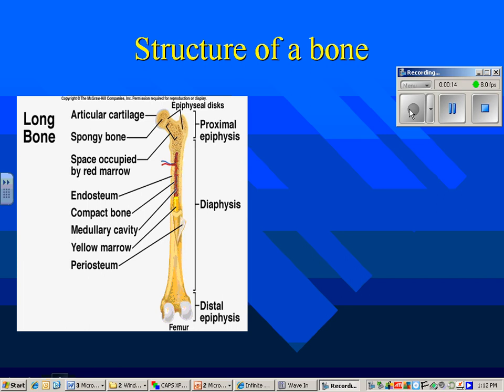Illustrations. Shouldn't be that big of a deal. They're right in the textbook. But what I want to talk about is long bone structure.